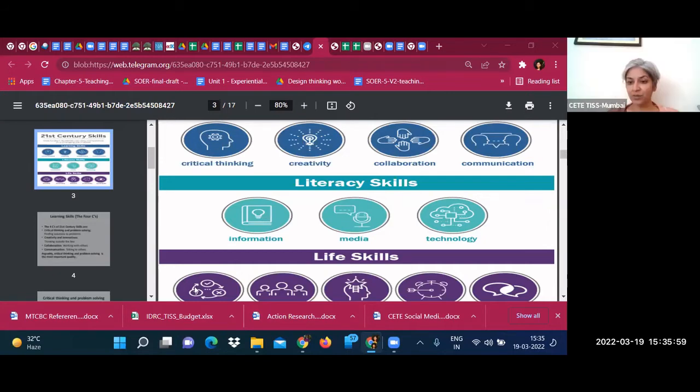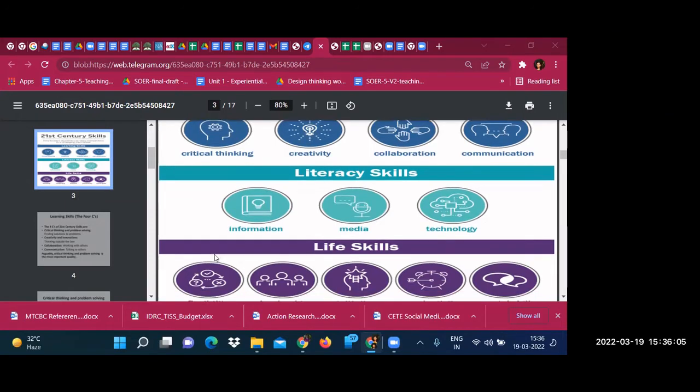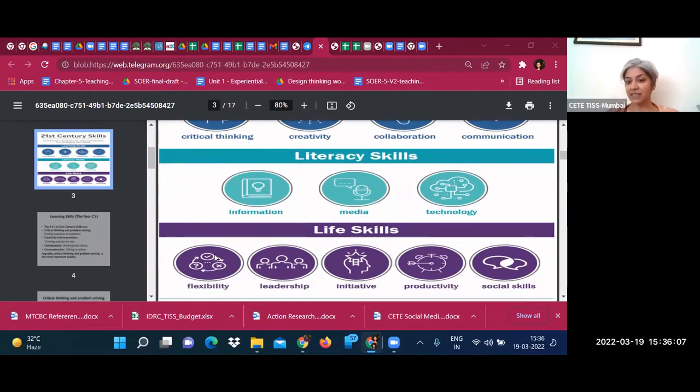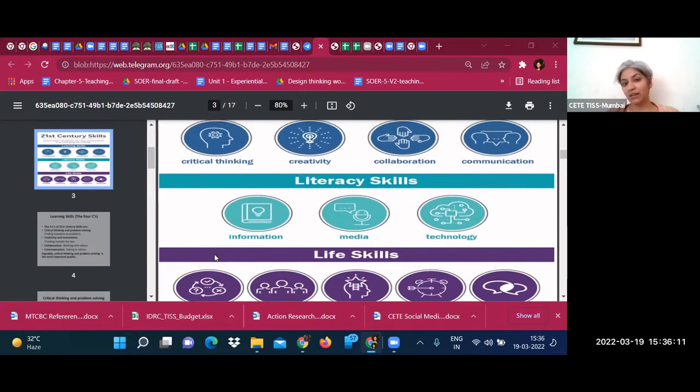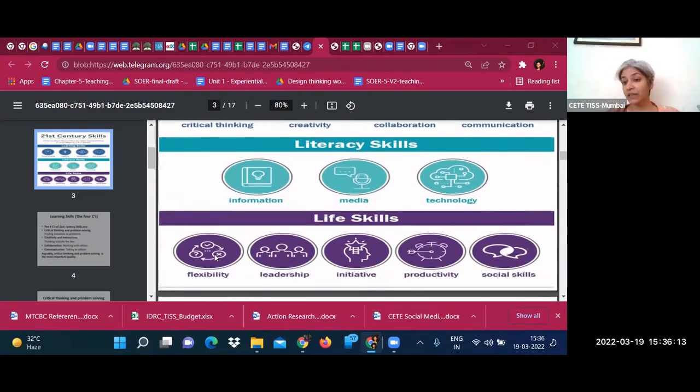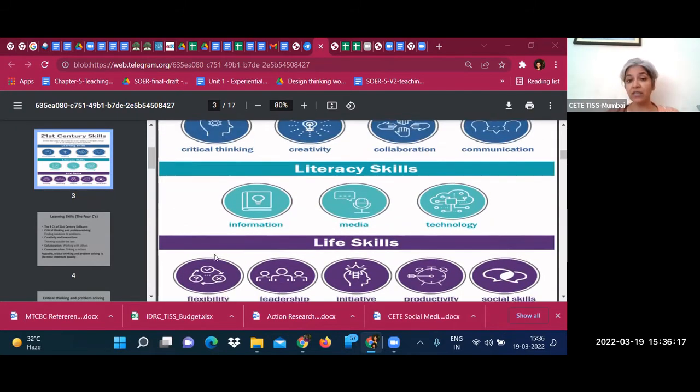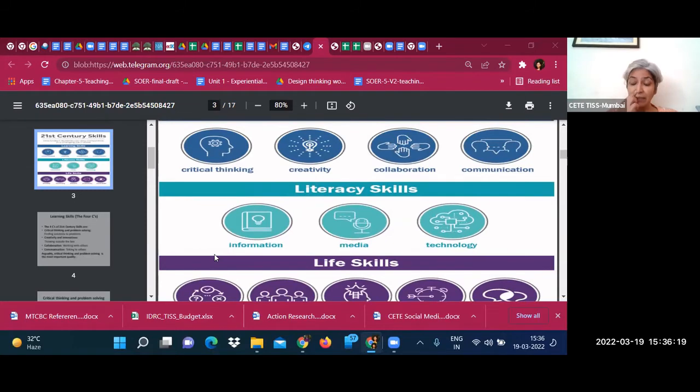Yes, nice to hear about all this, Chitra ma'am. It did involve a little bit of the life skills in terms of collaboration. It involved team building, some sort of taking initiative. Then it also involved literacy, but literacy in terms of understanding the information itself.